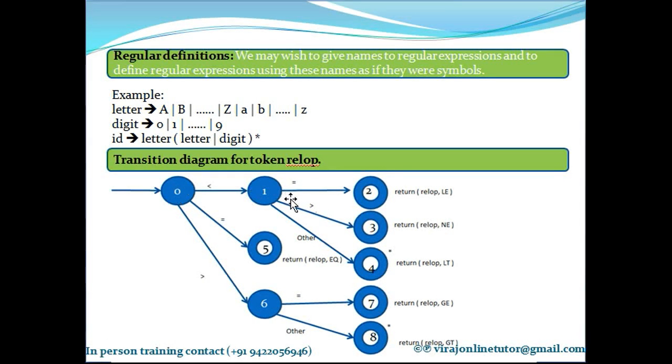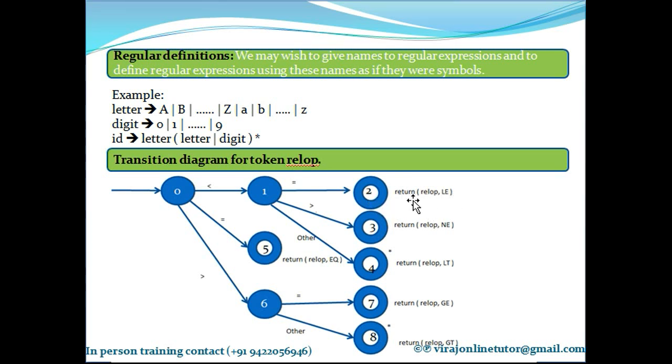So from state 0, I keep on scanning the input characters. If I get less than, I go to state 1. If the next character is equal to, I go to state 2. So to reach state 2 from state 0, I have to get less than equal to as a sign in the input, right? So less than equal to, so I reach state 2. LE stands for less than equal to.